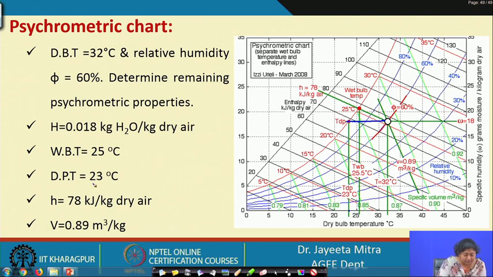So, DPT, dew point temperature, is 23 degree, wet bulb is 25 degree, enthalpy is 78 kilojoule per kg dry air, and specific volume is 0.89 meter cube per kg. So, this is how we can calculate the different properties of the psychrometric chart.